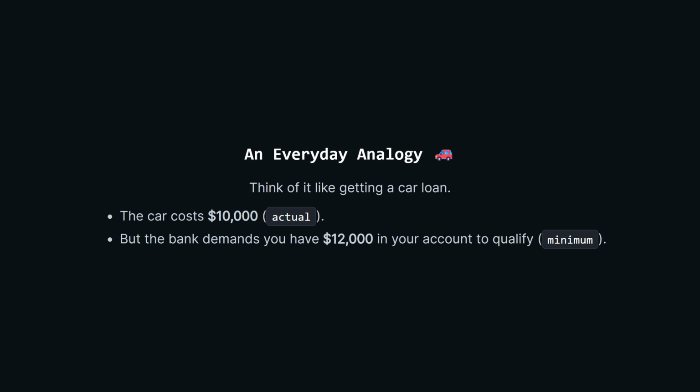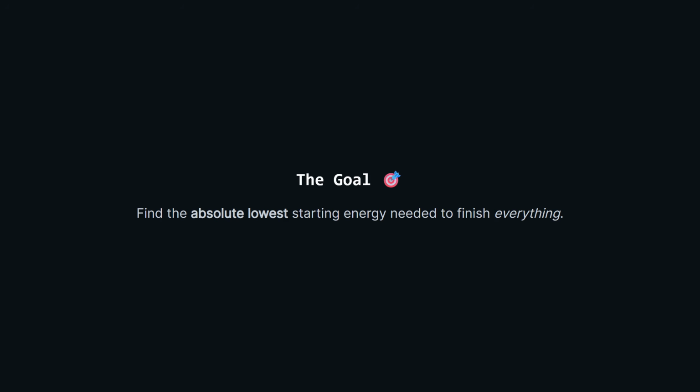Think of it like getting a car loan. The car itself might only cost $10,000. But the bank might require you to have at least $12,000 sitting in your account just to approve you. Our goal is to figure out the absolute lowest amount of starting energy we need to successfully finish every single task on the list, assuming we pick the smartest possible order.